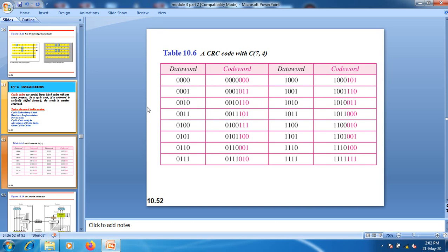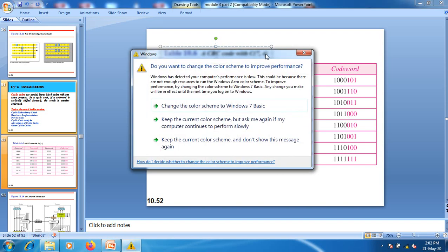Here we are using a 4-bit data word, and we are generating a code word of size 7 bits. The notation we use is C(7,4) here. We have a 7-bit code word and a 4-bit data word.